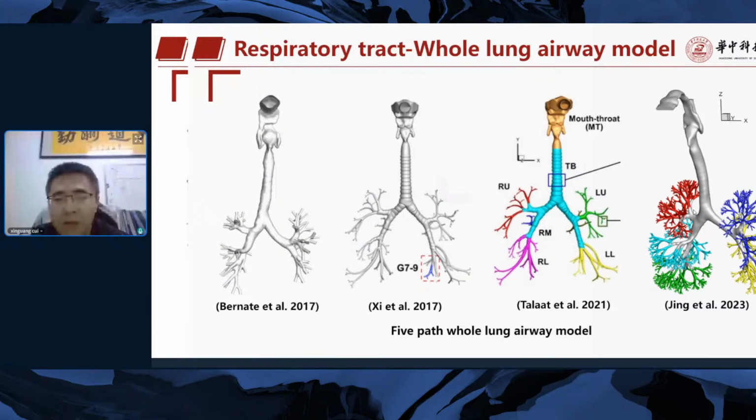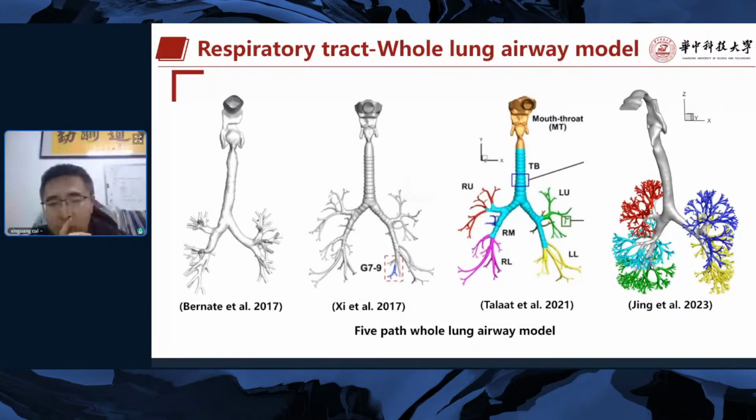Anyway, because the time is limited, maybe I need to be a little bit faster. People try to get a whole airway, and I think this is the hot topic: how to get an airway that represents the respiratory tract. And the last one is our recent work. Maybe I will introduce it a bit later.